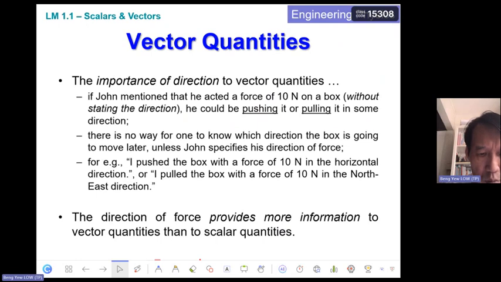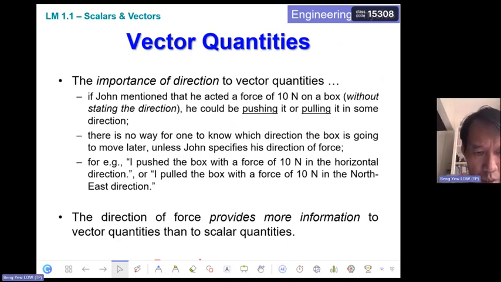Direction information is also important for vector quantities because it allows us to add or subtract them. For example, if we want to find the net force acting on an object, we need to consider both the magnitude and direction of all the forces. We cannot simply add or subtract the magnitudes of the forces because they may be acting in different directions.